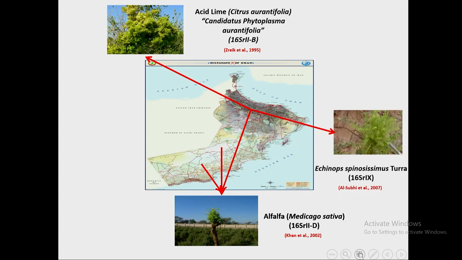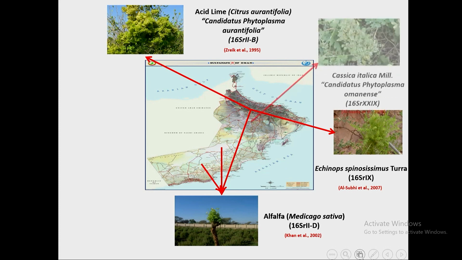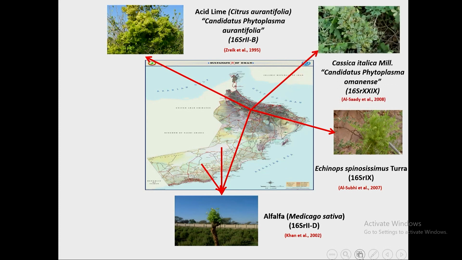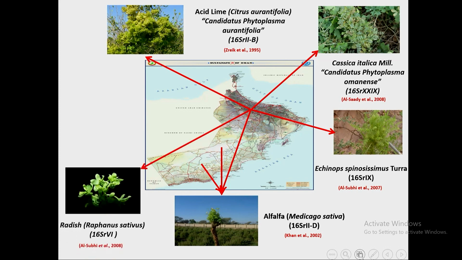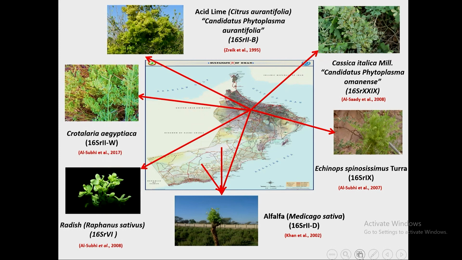And also we registered a candidate from Ca. Phytoplasma aurantifolia, from group 6. Candidate phytoplasma omanense, from group 29. And also we have from group 6, this is trifolii. And the final one, a candidate phytoplasma, group 2W.